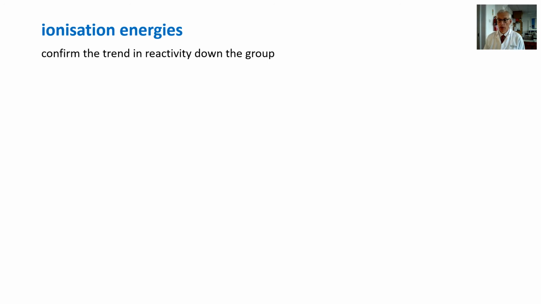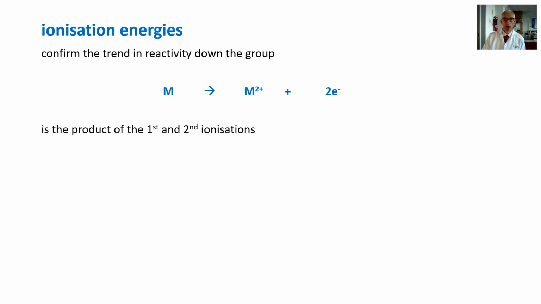We can also confirm the trend in reactivity down the group, not just from observation of test tube reactions, but also from some data. And that data, of course, is ionisation energies. Just to remind you, the reaction of group 2 metals is always the formation of a 2+ ion. Well, we've got data on the formation of a 1+ ion, the first ionisation energy, and we have data on forming a 2+ ion from that 1+ ion, the second ionisation energy.